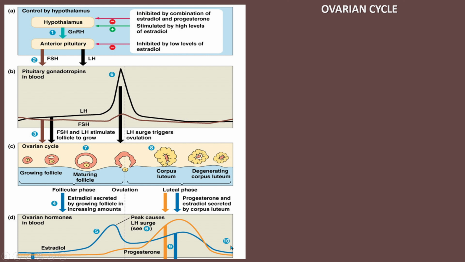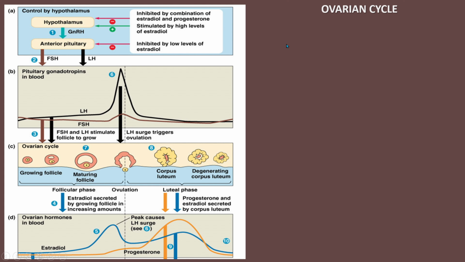At low level of progesterone and estrogen, it will remove the negative feedback to hypothalamus and anterior pituitary glands. Hence, hypothalamus will start to secrete GnRH once again, which stimulates anterior pituitary gland to secrete FSH and LH once again, and a new cycle will begin.